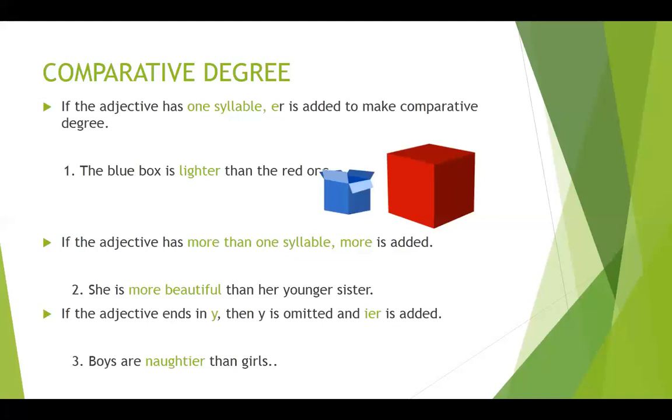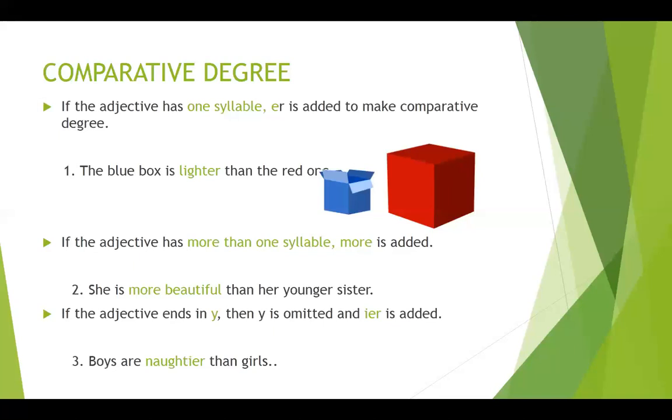Number 2, if there is more than one syllable, maybe 2, 3, 4, 5, more than one syllable, then we use "more" when we use the comparative degree. For example, here it is written, she is more beautiful than her younger sister. So here we are comparing the beauty of two ladies. One is more beautiful than the other. That's why we have used the comparative degree. But why do we use "more"? Because beautiful has 3 syllables.